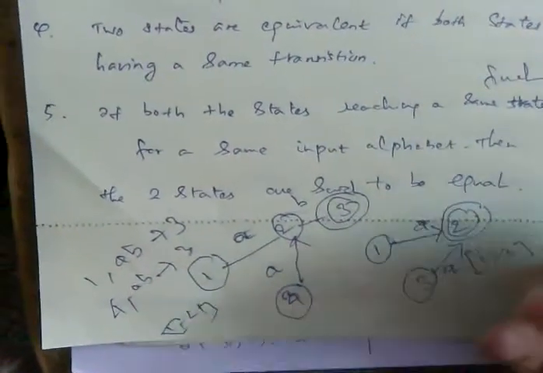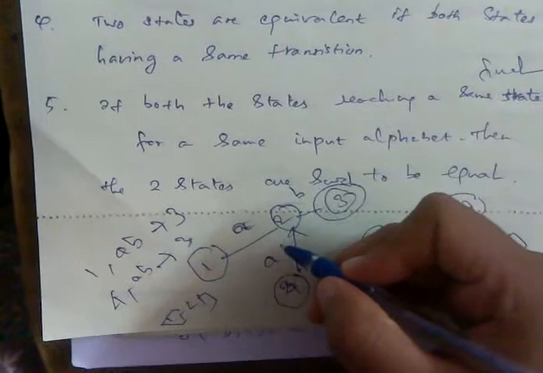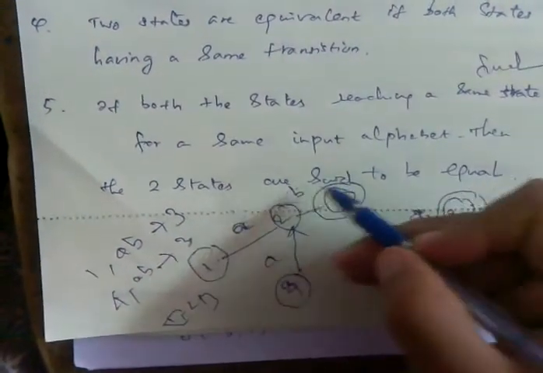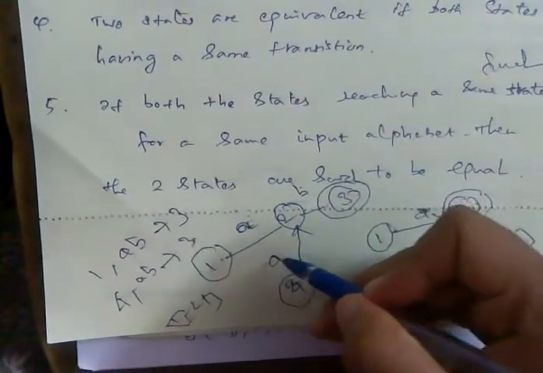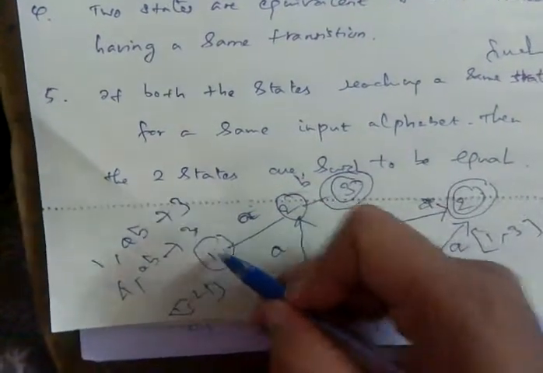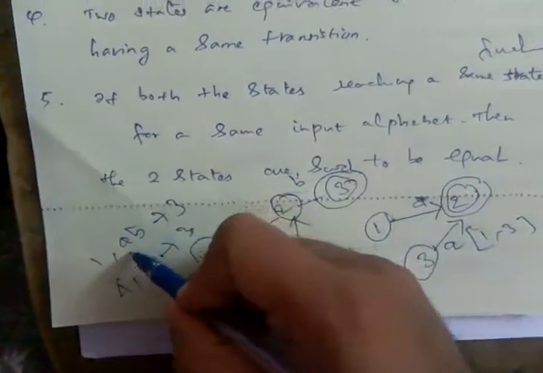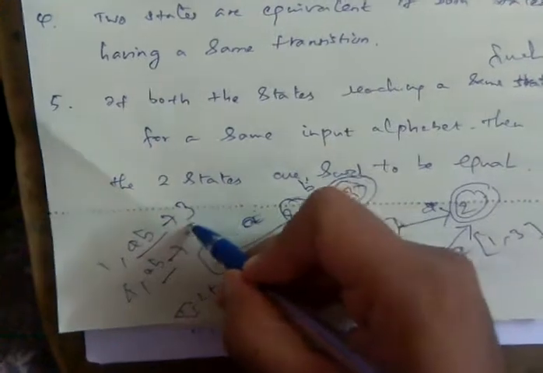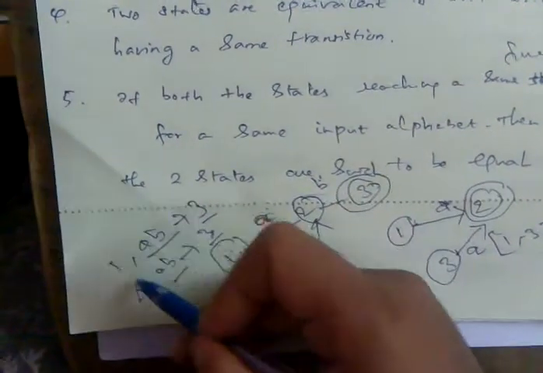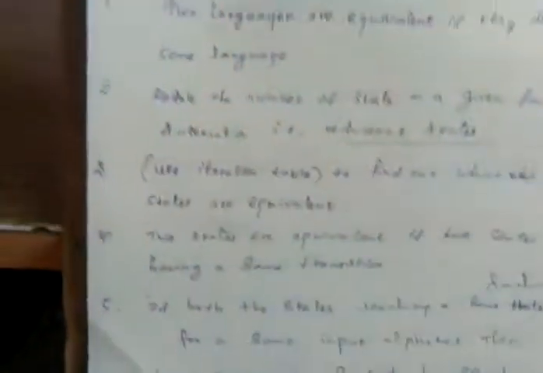We proceed to minimize the DFA. So 1 on A, B goes to 3, 4 on A, B goes to 3. Now 1 and 4 are equivalent because for A, B it goes to the same state. So now 1 and 4 are equal. We do the sums following these rules only.